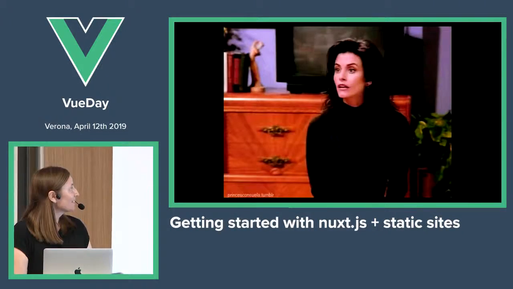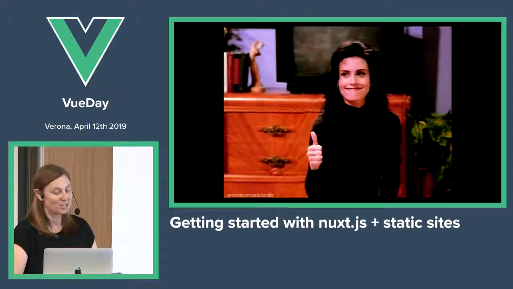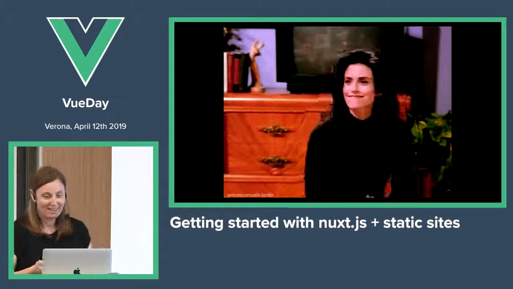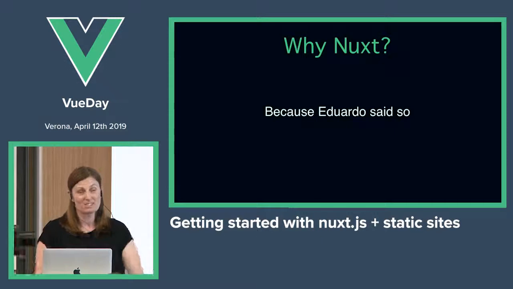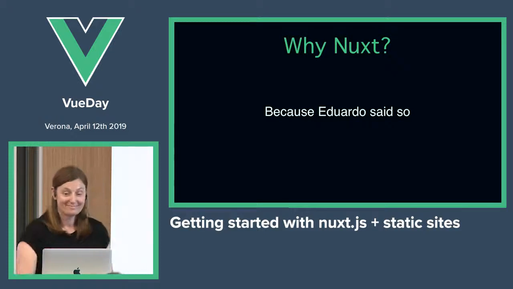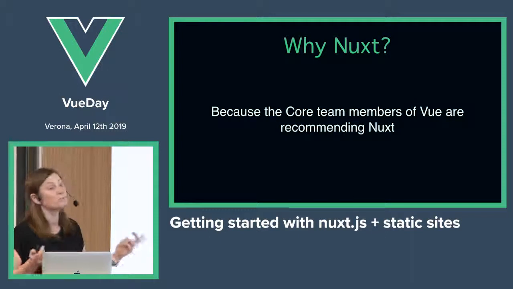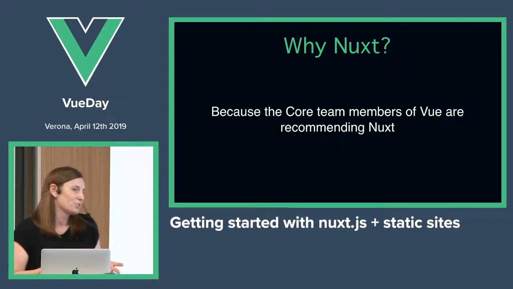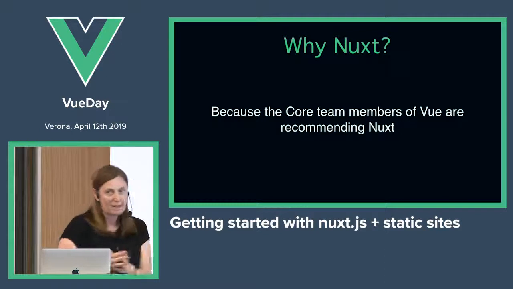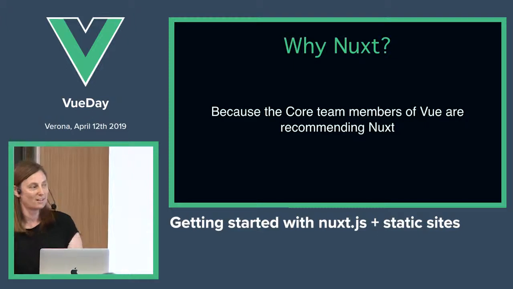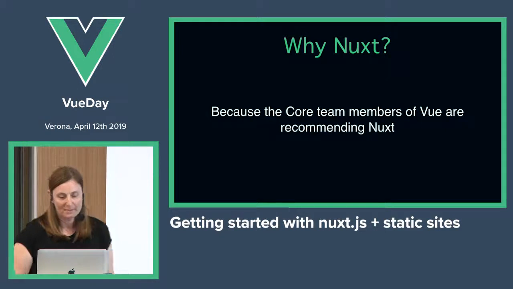And I was like, yeah, I already knew that, but I didn't want to use Nuxt. So I started going back and using Nuxt again. Why do you need a framework on top of a framework? Pretty much because Eduardo said so. That's what I told my bosses. But really, it's because the core team members of Vue are recommending Nuxt. That meant that it's not just a framework that's being built aside. It's a framework that's being built aligned with Vue, so you're not really using another framework that's just out there. It's all aligned with Vue, so you are using Vue completely.